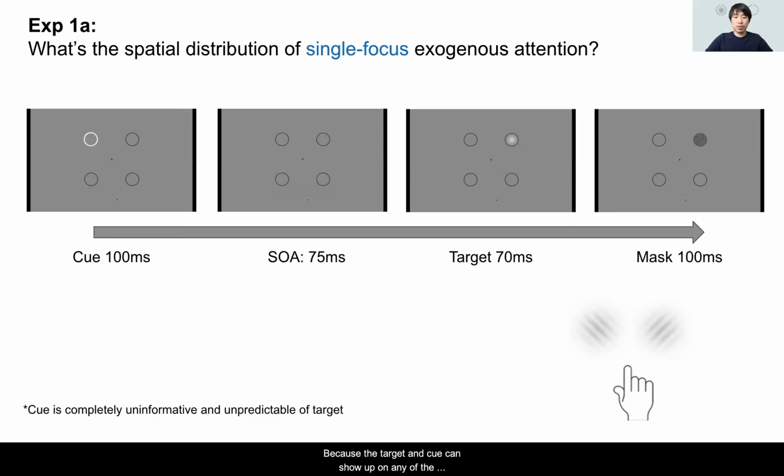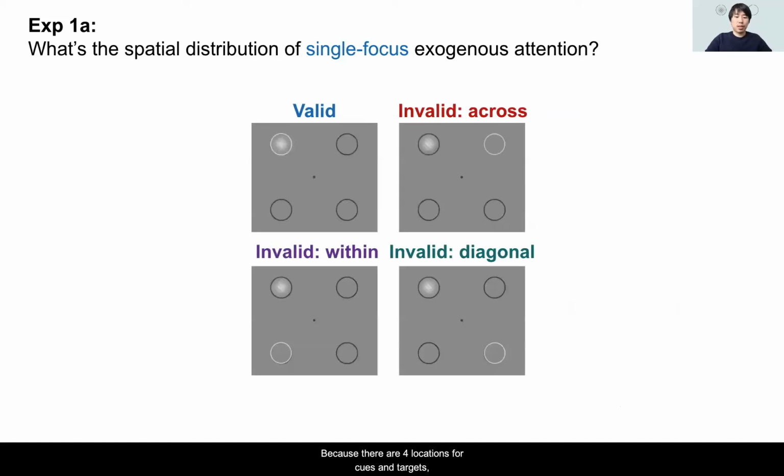Because the target and cue can show up on any of the four locations with equal chance, the cues here were completely uninformative and unpredictable of target. Because there are four locations for cues and targets, this yields four different conditions. First, when the target and the cue show up at the same location, that's valid condition. If the cue shows up across the hemifield of the target, that is invalid condition. If the cue is on the same hemifield as the target, but on the other location, that's invalid within. And if they are opposite diagonally, it's invalid diagonal.